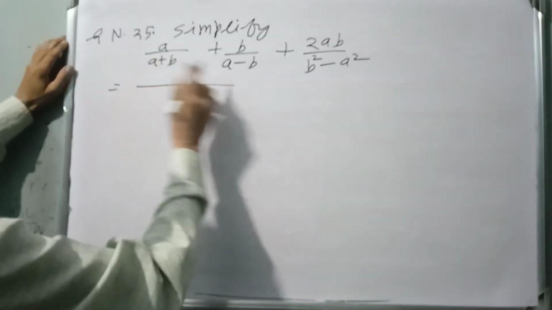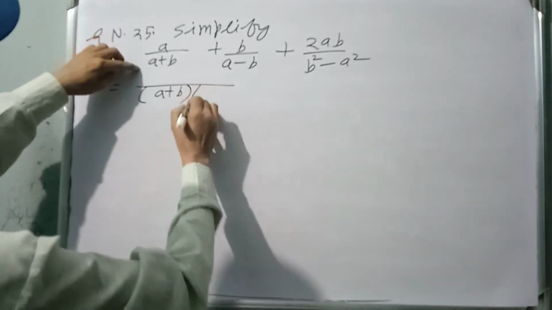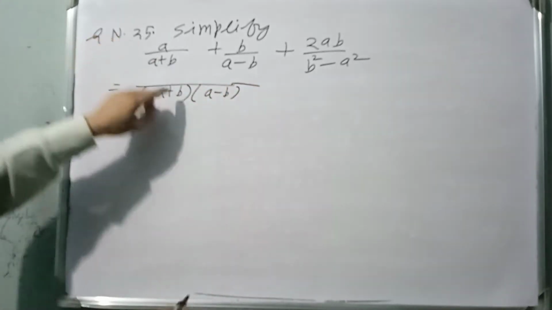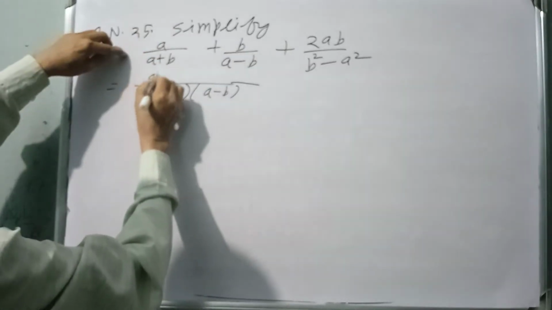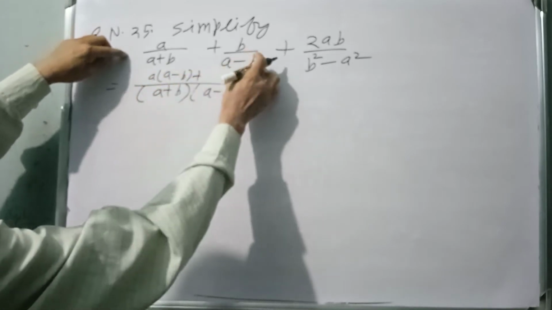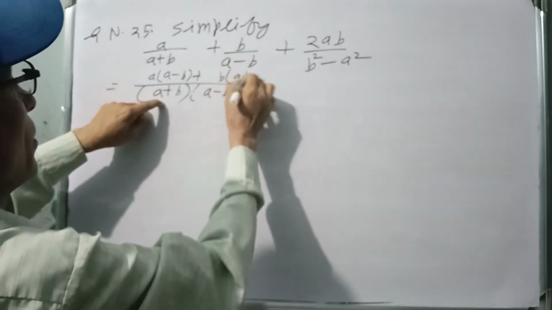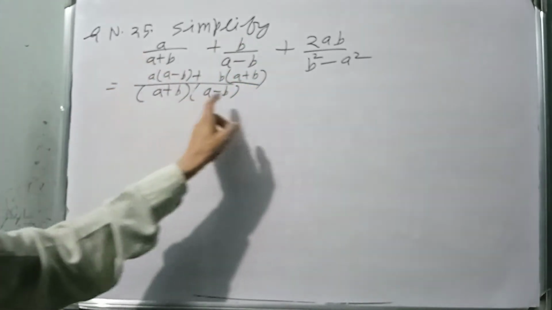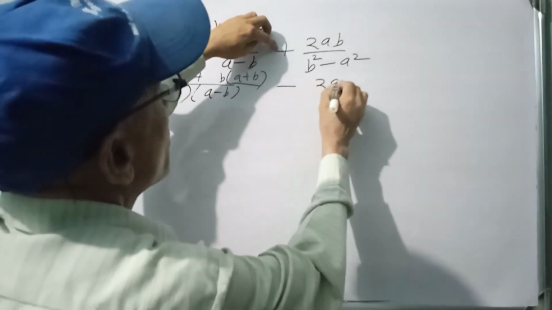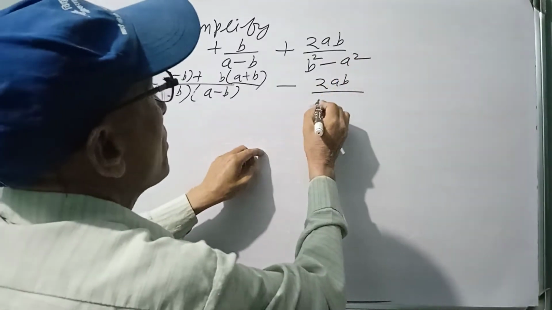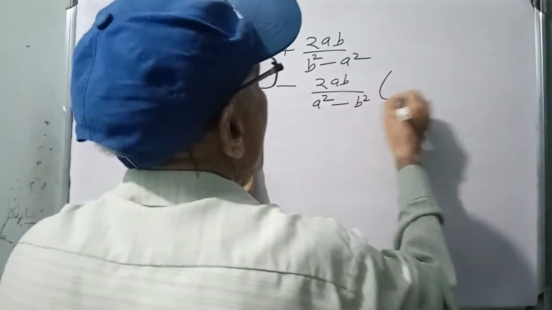First, take the LCM of the first two expressions: a plus b into a minus b. A plus b cancels, what remains is a minus b into a, into a minus b plus, here a minus b cancels, remaining a plus b into a plus b. Here a square minus b square comes. There is b square minus a square. Plus becomes minus, twice ab, minus a square becomes plus a square, and plus b square becomes minus b square.